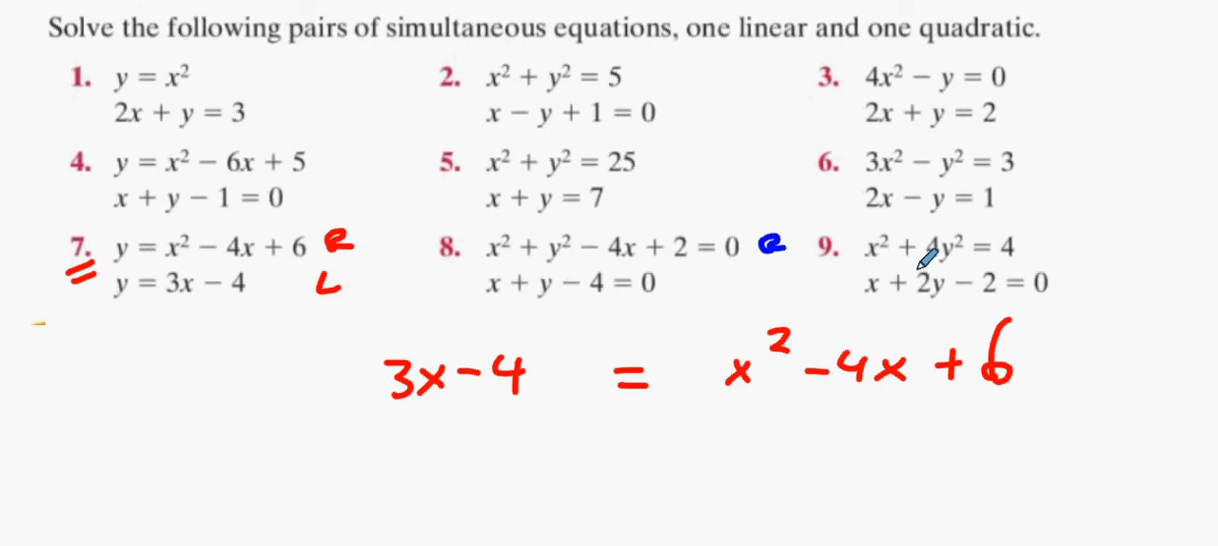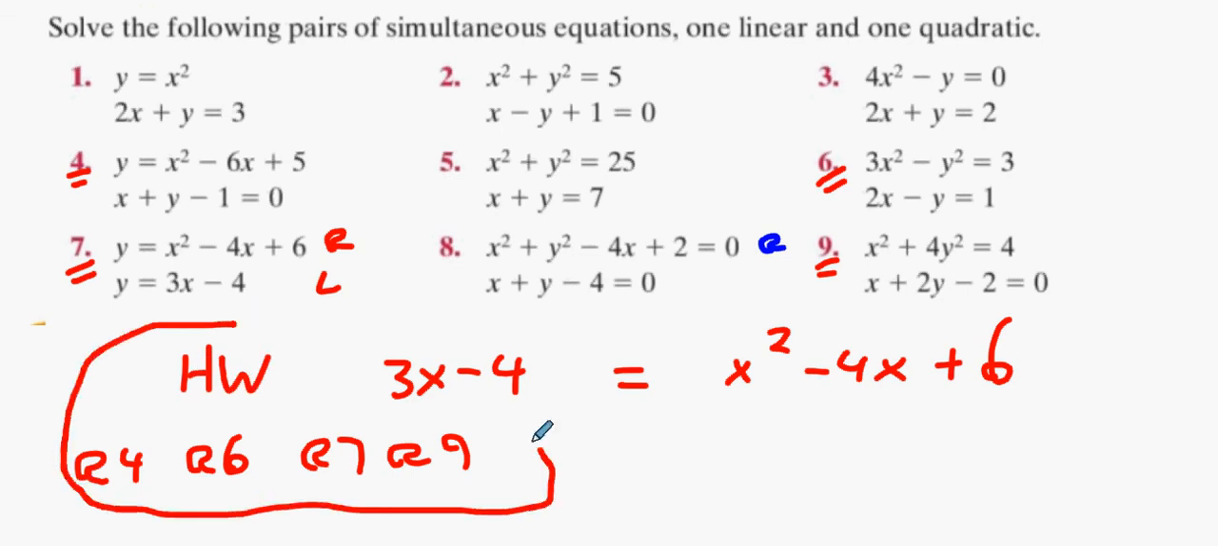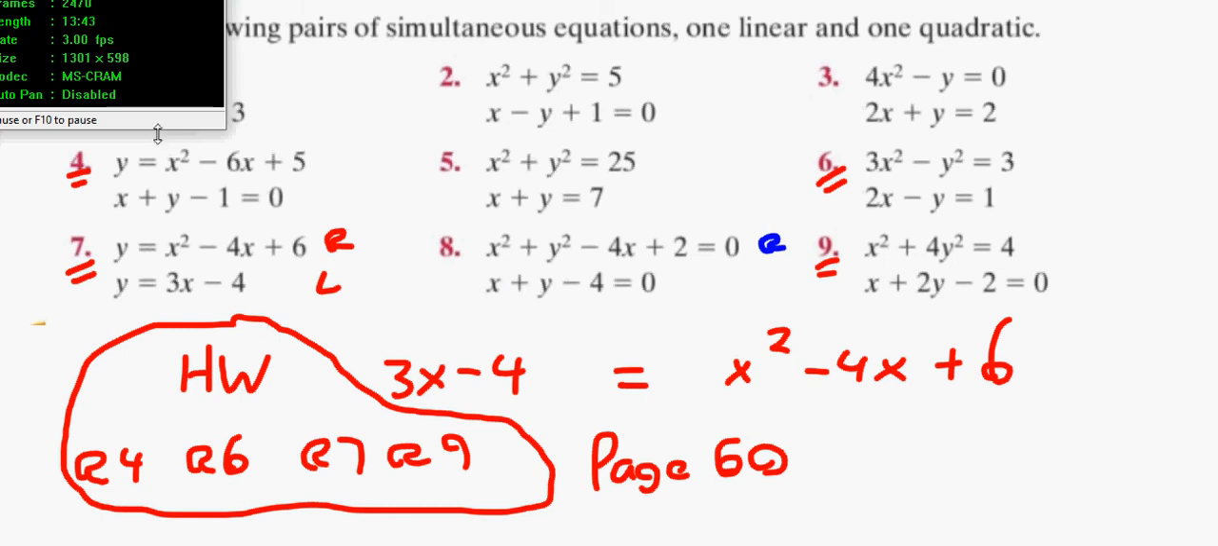So here's what I want you to do tonight. I want you to do question 6, question 7. Sorry, 4, 6, 7, and 9. Okay, that's for homework. Question 4, 6, 7, and 9. What page is that on? 60. Alright. And I did 3, 5, and 8 today.